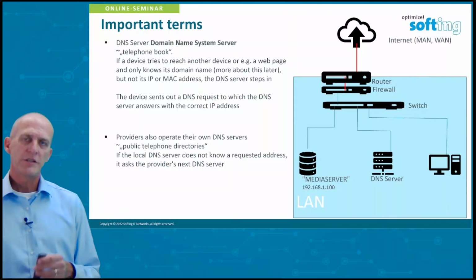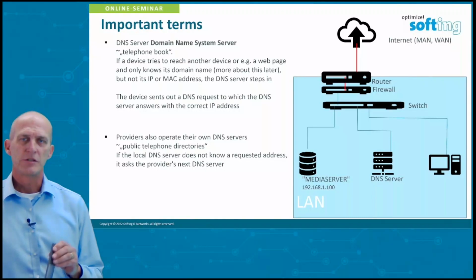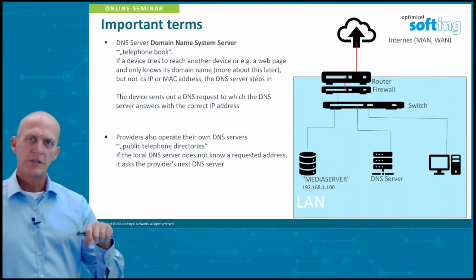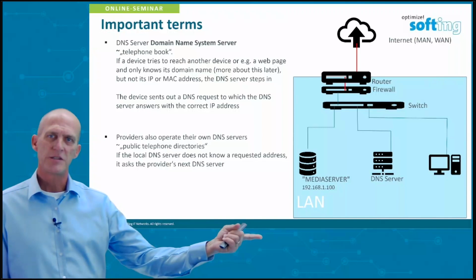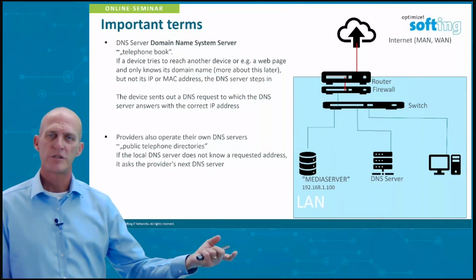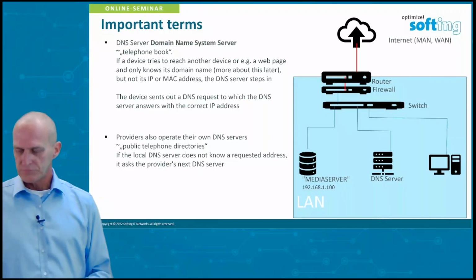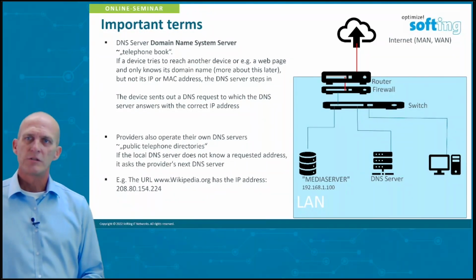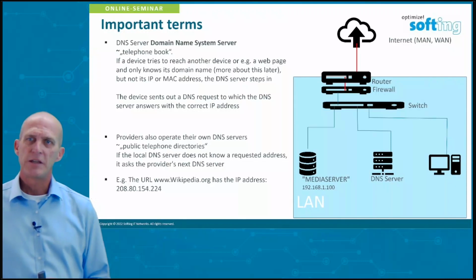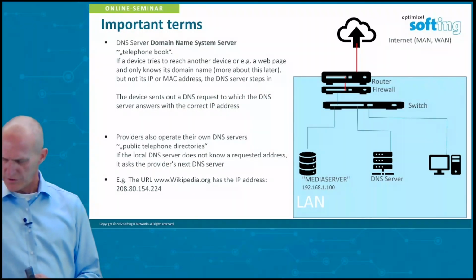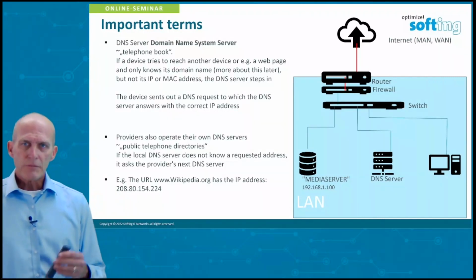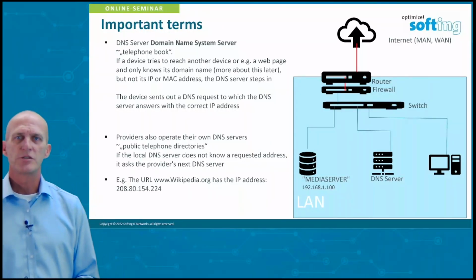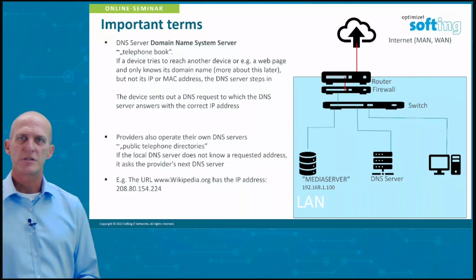If my local DNS server doesn't know the address, for example of wikipedia.org, then my local DNS server in my LAN will contact the provider's DNS server, ask it for the address, and learn this address. For example, the IP address of wikipedia.org is 208.80.154.224. Then my local DNS server knows which IP address to use, and gives my PC the IP address via my router.